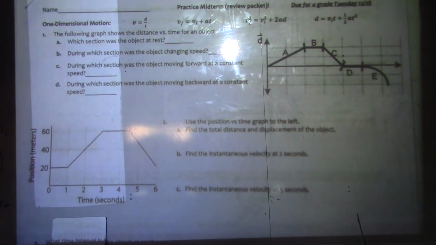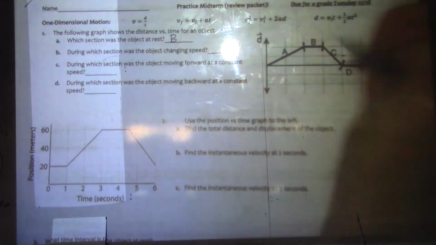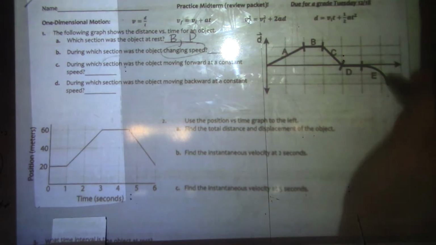All right, first question, we've got a distance versus time graph. That's the same as a position versus time graph. Where it is at rest is when the distance or the position isn't changing, so that's at B and also D. When is it changing speed? Changing speed is when it's curved, it's not a straight slope, so E is where it's changing speed.